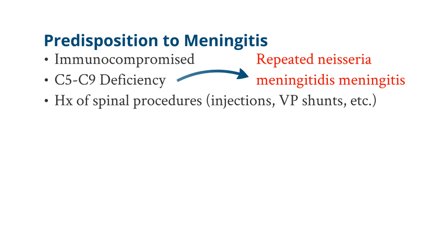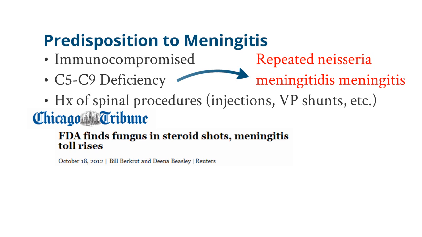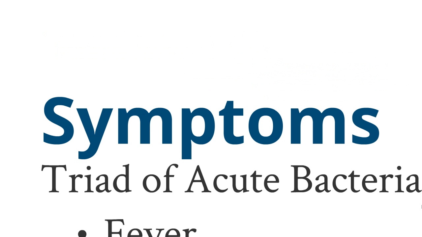In addition, patients with a history of spinal procedures such as injections, VP shunts, or trauma to the spinal cord are also predisposed to developing meningitis. As you may know, the news has been inundated with numerous cases of patients developing fungal meningitis from compounded steroid shots that were used for spinal cord injections. As a result of these infected steroids, many people have gotten sick and have even died because of the fungal infection present in these steroids.